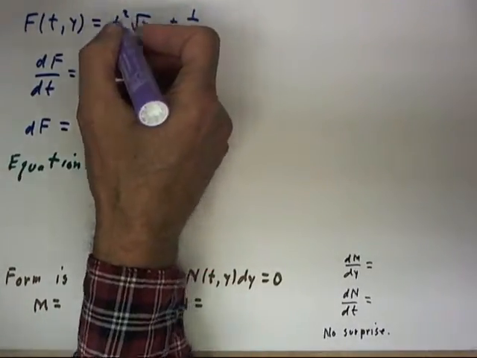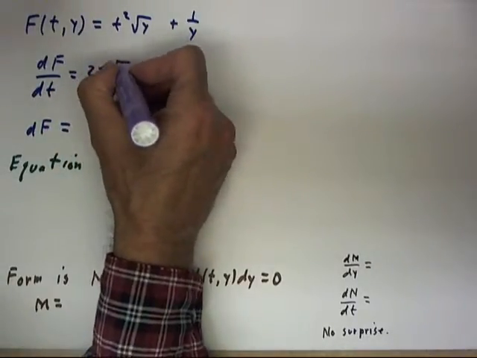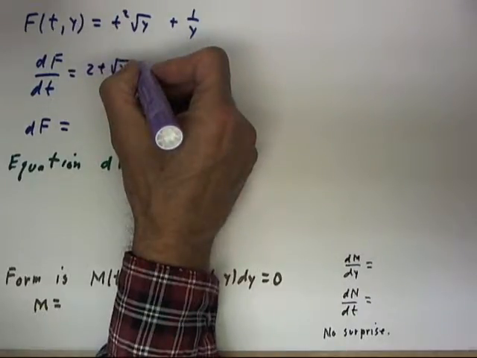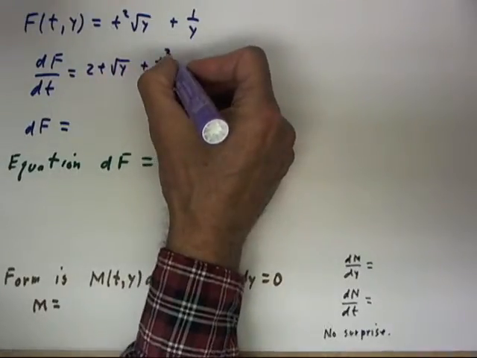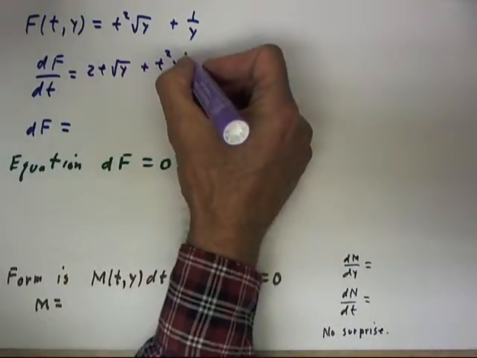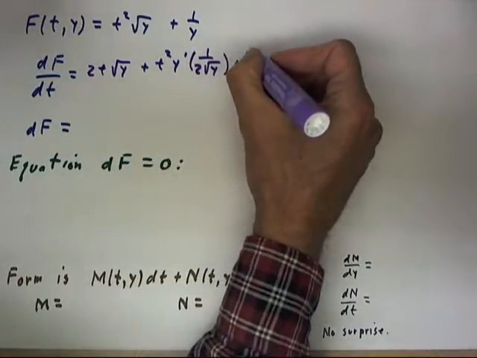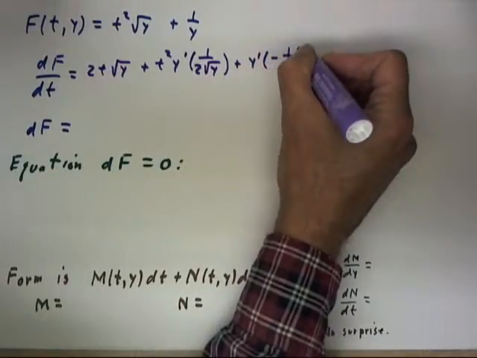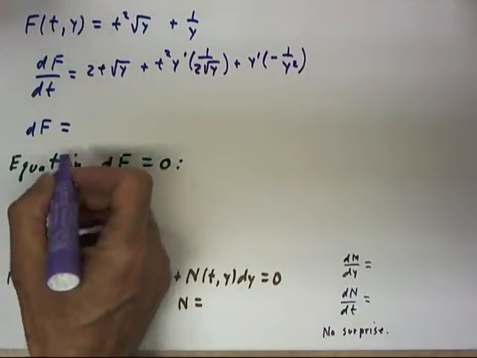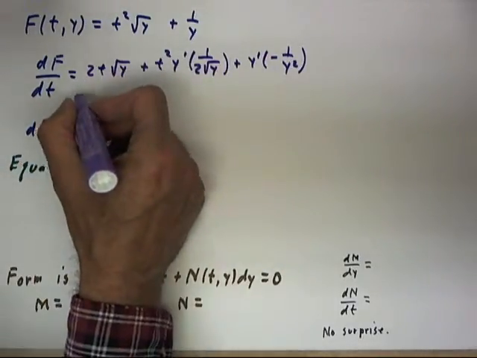Treating y as a function of t, df dt is 2t square root of y plus t squared y prime times 1 over 2 square root of y plus y prime times negative 1 over y squared. So that df, well, let's write this out one more step.